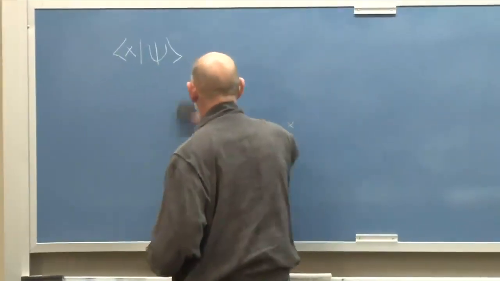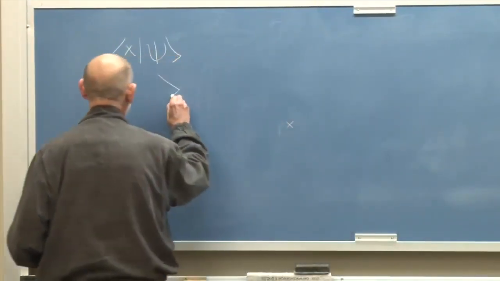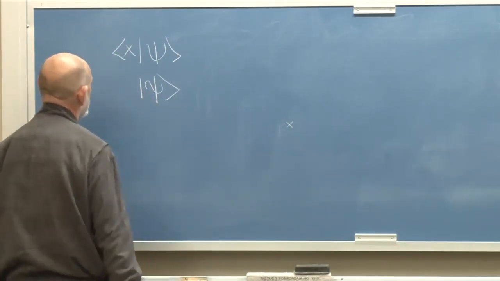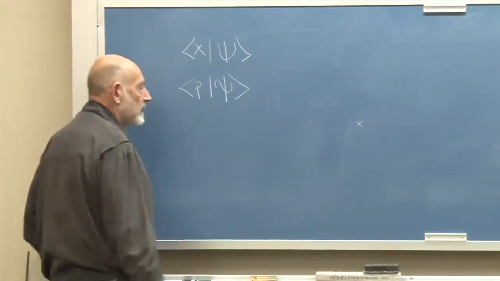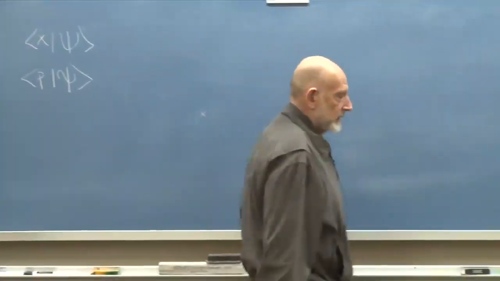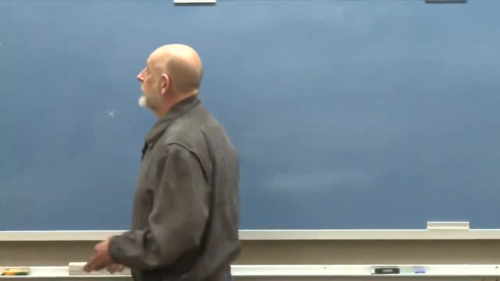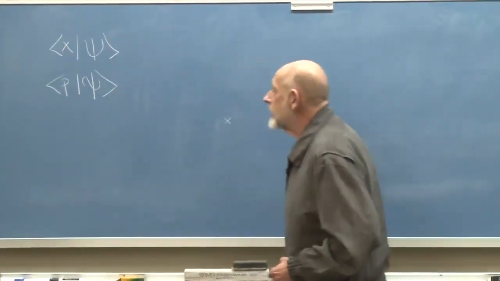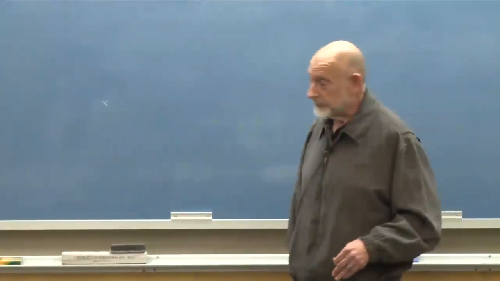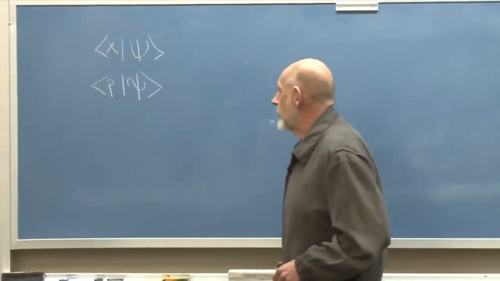And we can also write a momentum space wave function. The momentum space wave function is just the projection of the same state, whatever it happens to be, onto a momentum eigenvector. The momentum wave function and the position wave function are related, and they're related by Fourier transform. That's the basic structure of position and momentum.